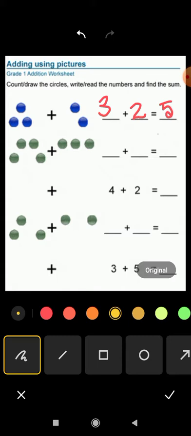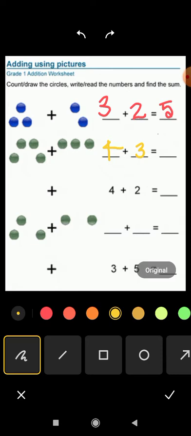How many green balls are there in the first group? Let's start counting: 1, 2, 3, 4. So how many green balls are there, ma? 4. Okay. On the right side, in the second group, how many green balls are there? Let's start counting: 1, 2, 3. So how many green balls are there? 3. Okay. After the equal to symbol, we are going to add both groups.